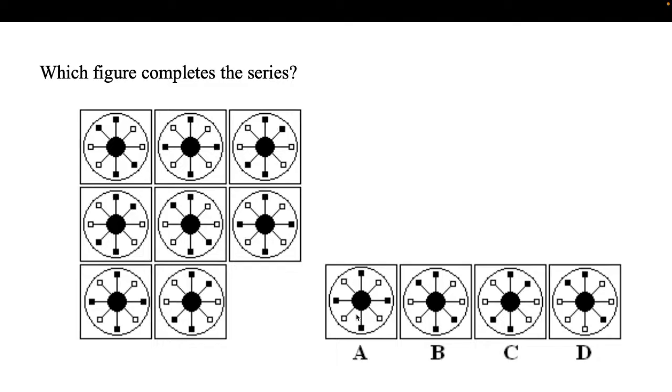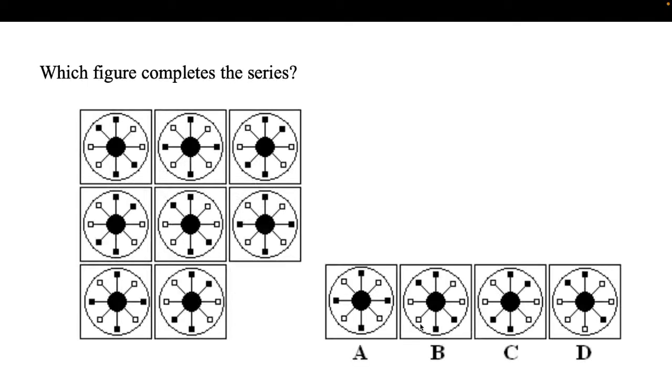Sorry, we already have this one. This is not correct because this one should also be black to follow the sequence. So this is the right image for the sequence. Okay, so it's B.